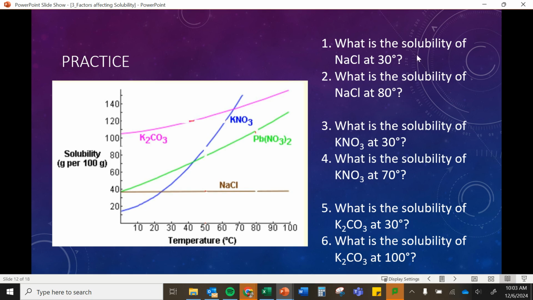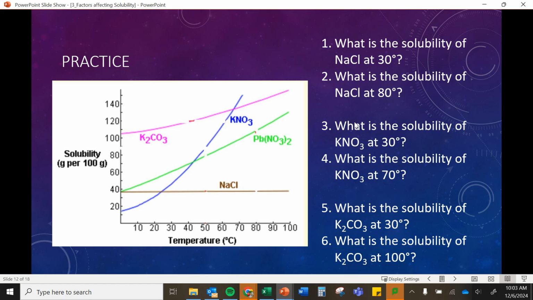Okay, for number 1, what is the solubility of NaCl, sodium chloride, at 30 degrees? So how would we do this? We go to 30 degrees, we go up to the sodium chloride line, and we look at the solubility. And this is saying we would have about 40, maybe a little less, maybe about 38 grams of sodium chloride. But at 80 degrees, it's slightly higher, maybe 39, but very similar.